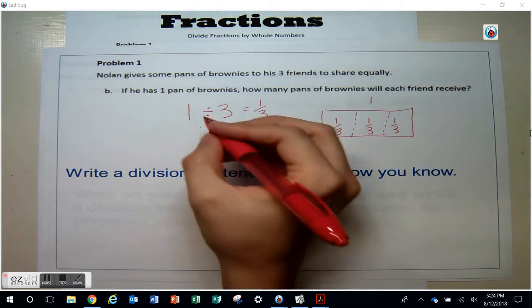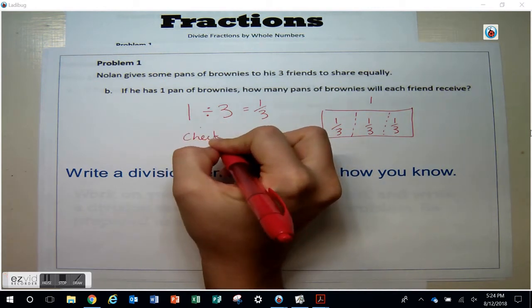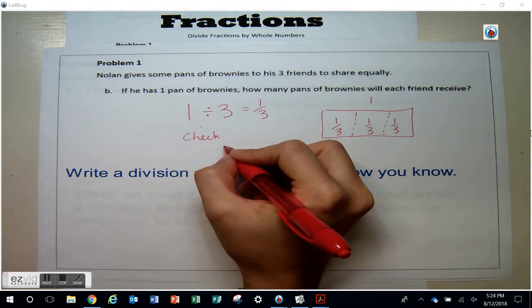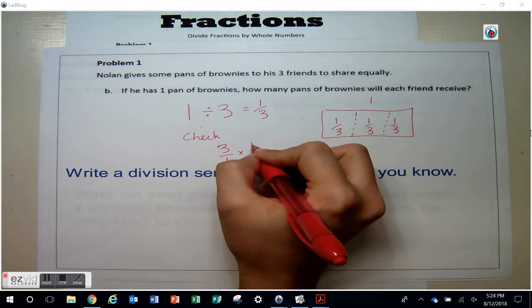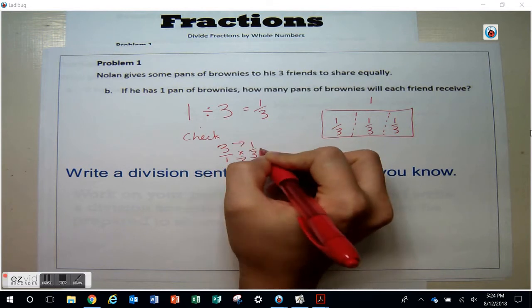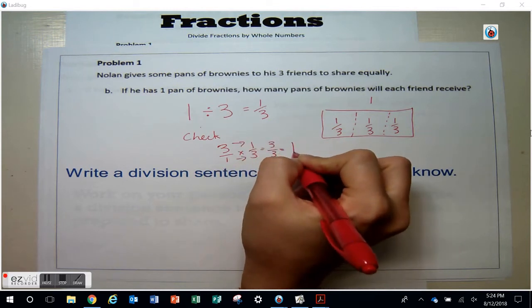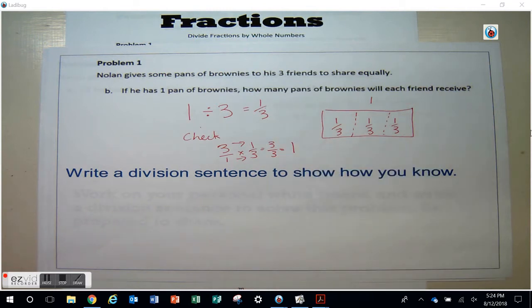And we can always check our answer by multiplying. So we're going to do 3 over 1 times 1 over 3. We get 3/3, which is equal to 1. So our check is complete.